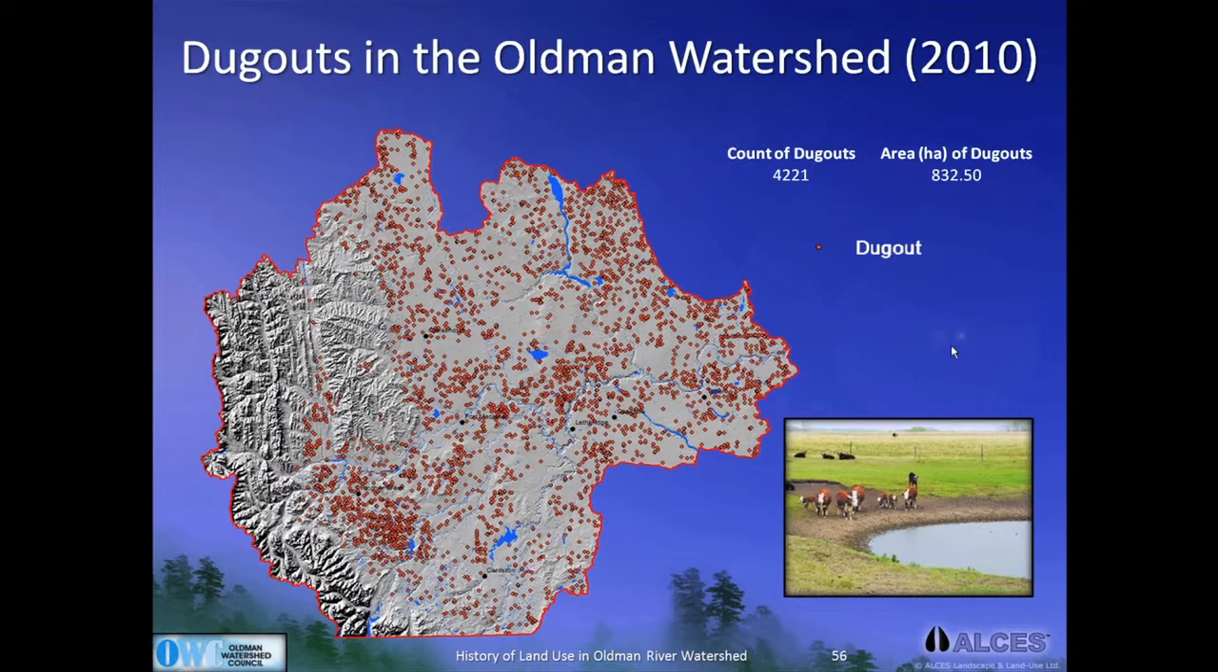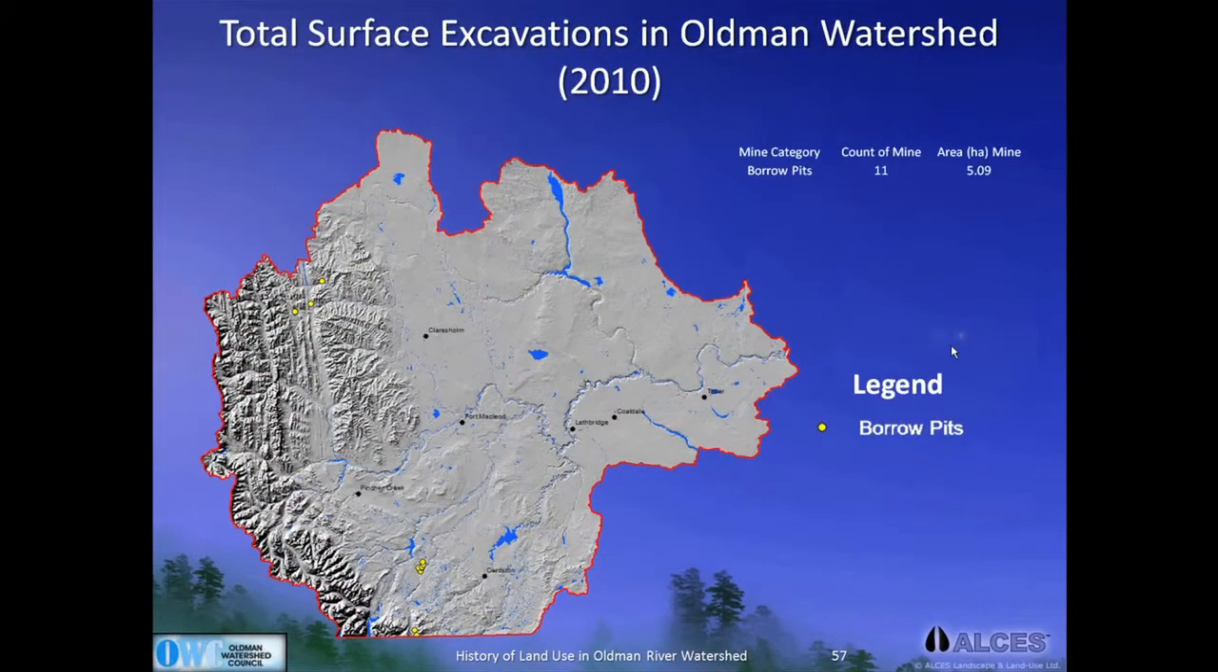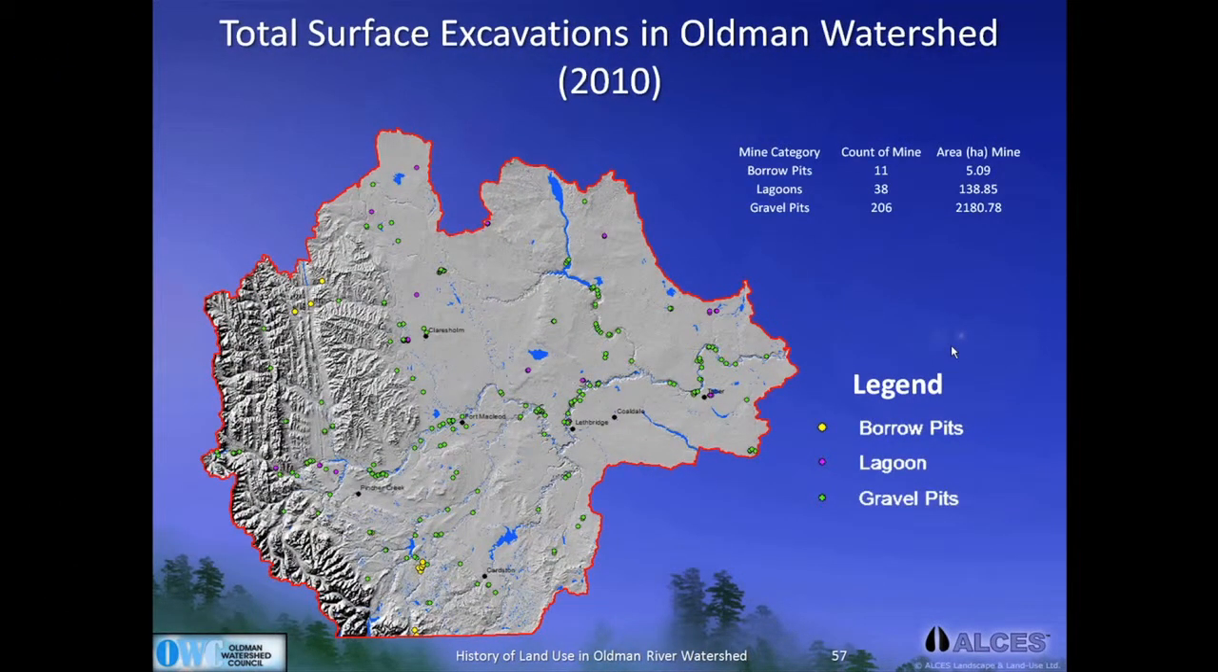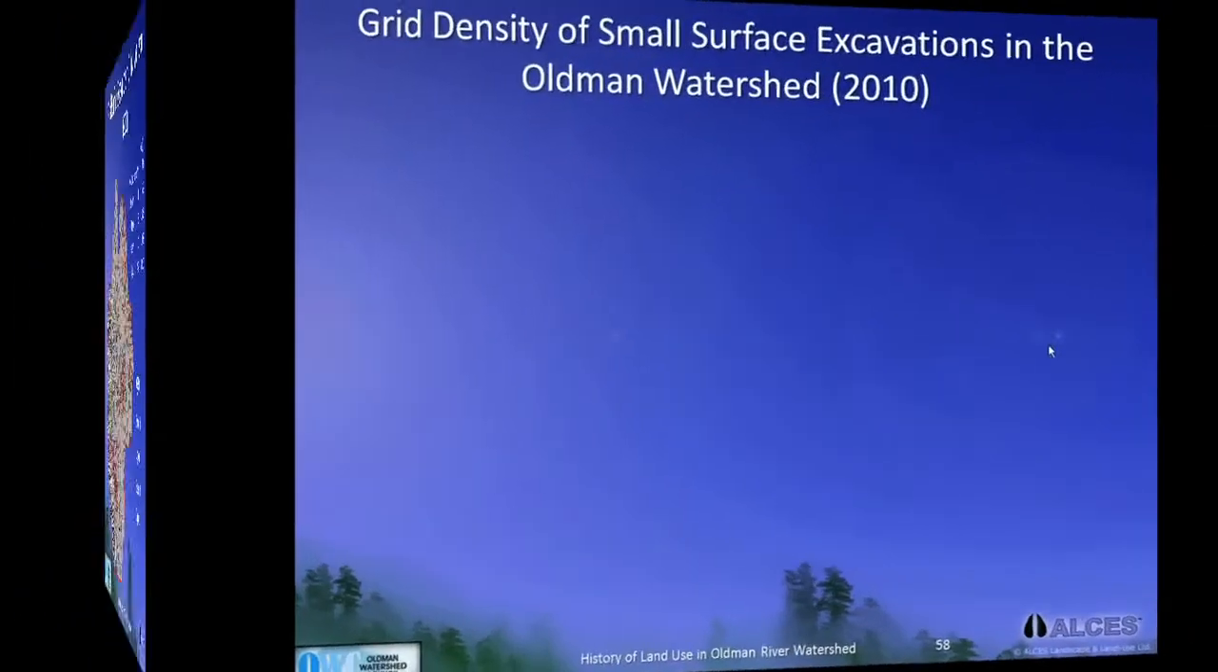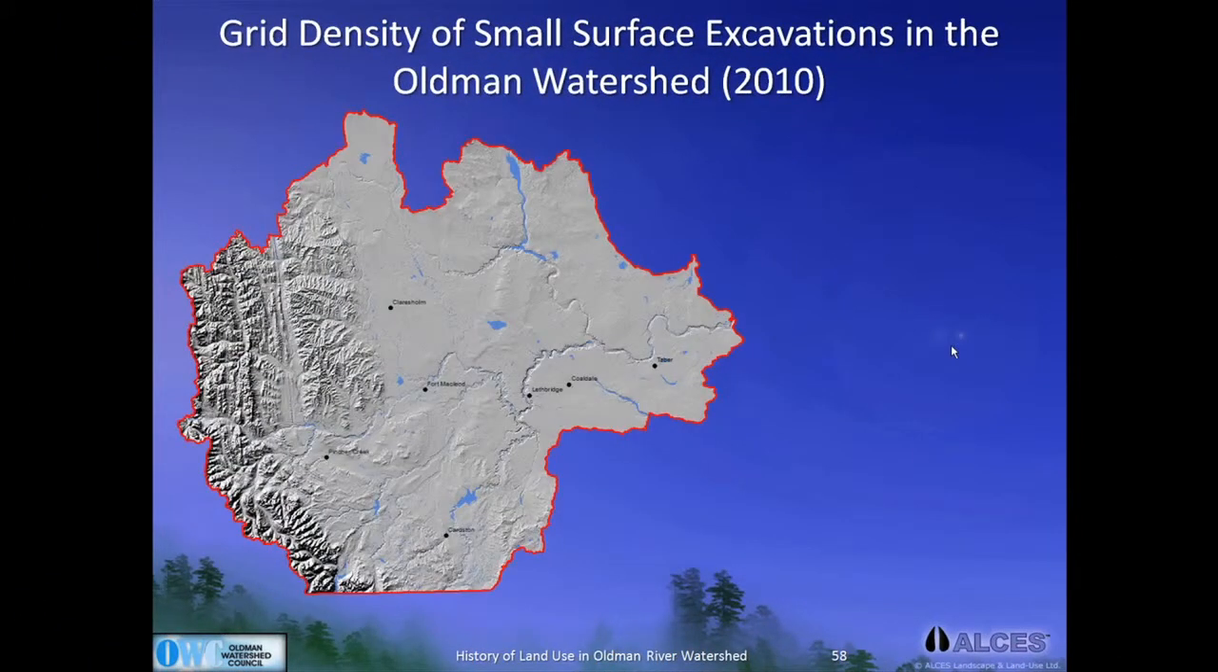So significant numbers. If you look at the total surface excavations in our study area, there are 11 borrow pits, 38 lagoons, 206 gravel pits, and about 4,200 dugouts, and that is the distribution of small surface excavations in the study area. Now we can also plot that as a grid map, and we do not have the history of these, but we do know where they are today.